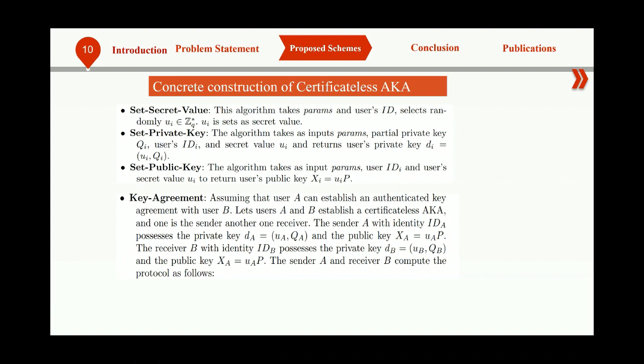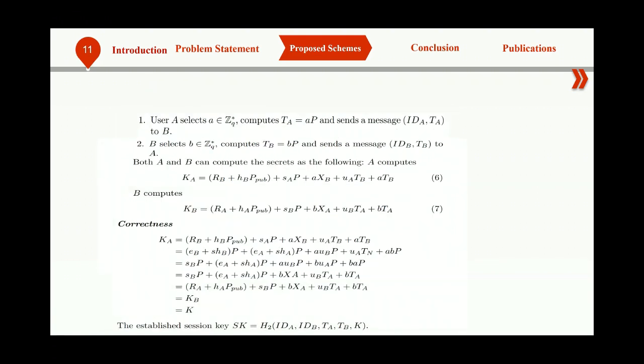Now, here we simply have the correctness. When the user A selects a, he can compute the equation by computing the generator P with the a. Of course, a is not known, and he sends the message T_A to B. In return, user B selects b, computes T_B as the secret, and sends a message to A. Both A and B can compute the secret as follows. K_A is the key computed by user A, and B computes the secret key K_B.